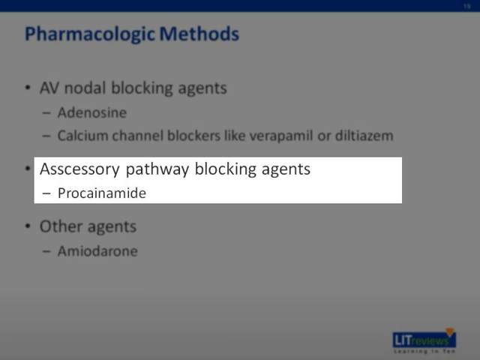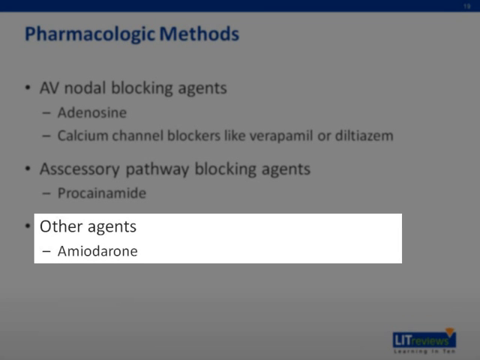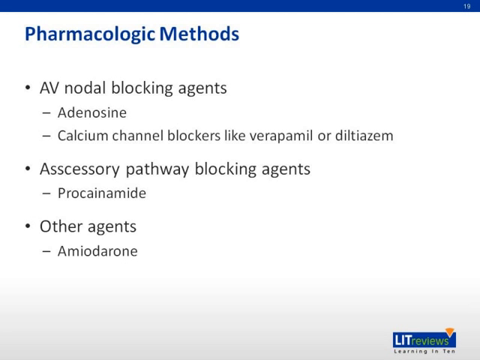Agents that block the accessory pathway preferentially, like procainamide, can be used, especially in antidromic conduction in Wolff-Parkinson-White syndrome or WPW, where the use of AV nodal blocking agents is contraindicated. This will be elaborated more in the WPW lecture as part of the cardiology series. Other agents like amiodarone can also be used if the usual therapies fail.